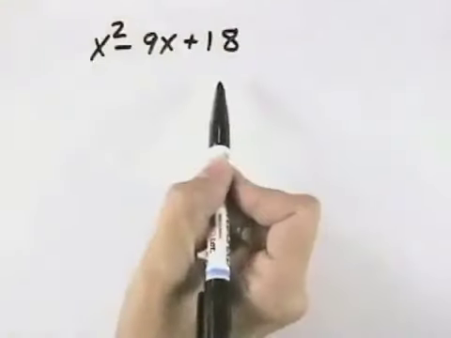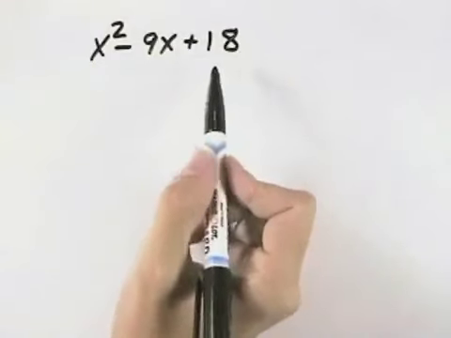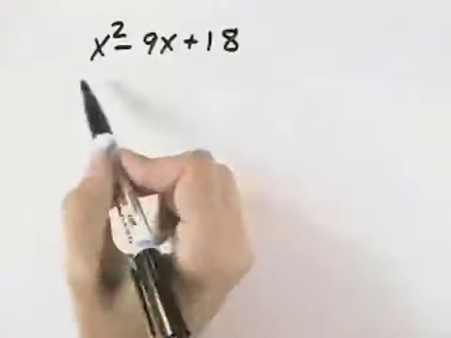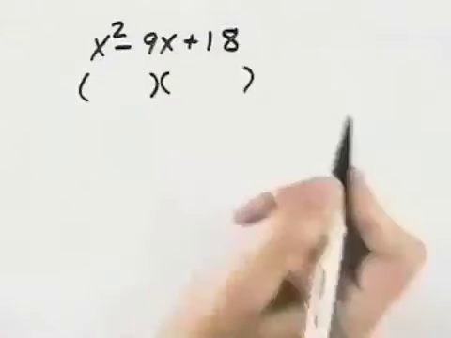In this particular problem of x squared minus 9x plus 18, we have no greatest common factor. And so we don't have to start there. Instead, we'd say that there are 3 terms, so we'd set up our parentheses for a trinomial.